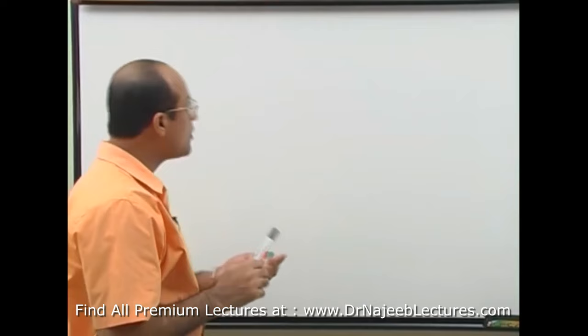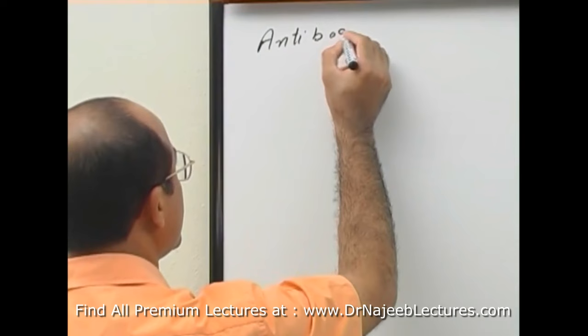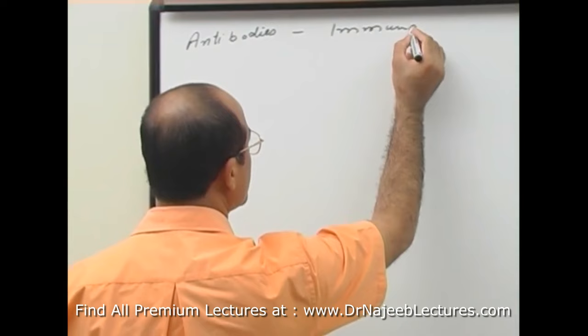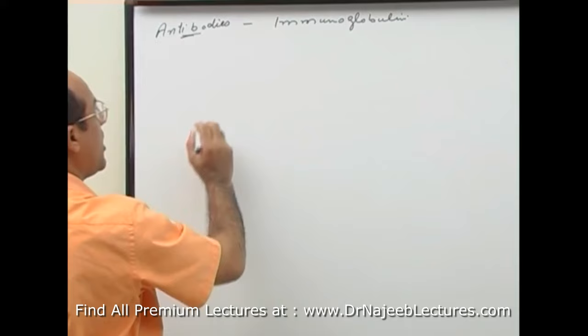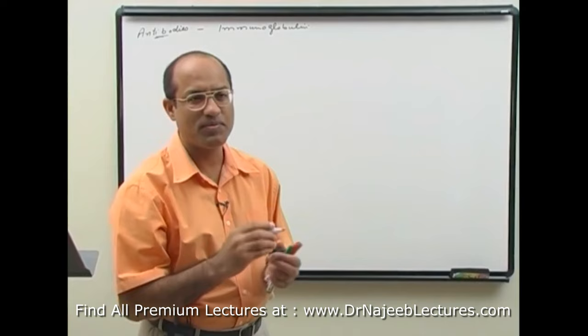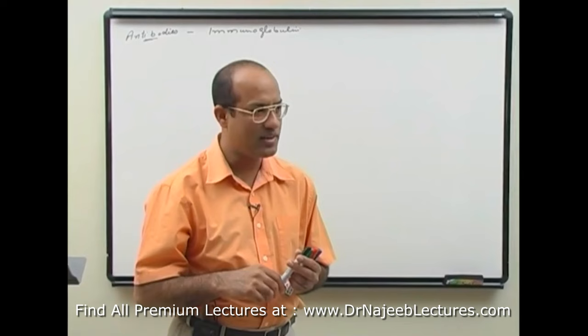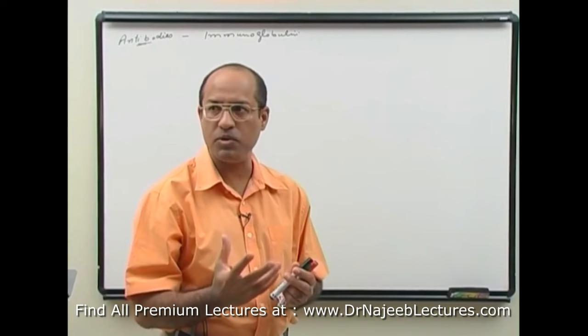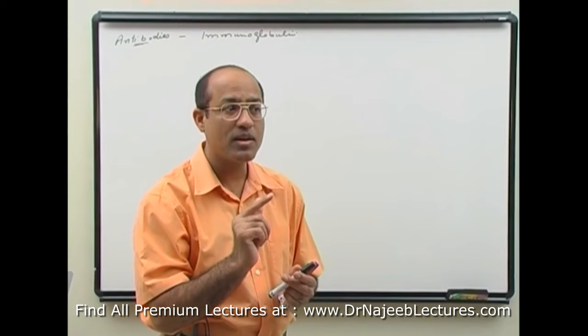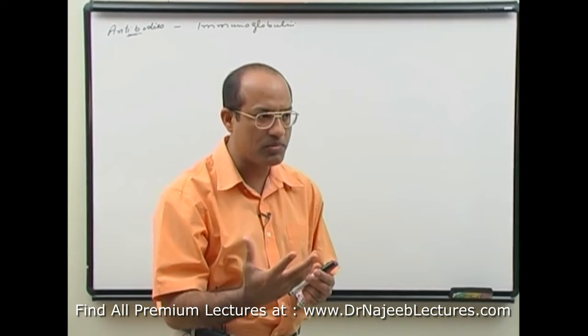Now, exactly what are antibodies? They are also called immunoglobulins. From where do they come in our body and exactly where are they present, right? Major portion of the antibodies circulate in the blood. Antibodies are very special type of protein molecules which are secreted by plasma cells.